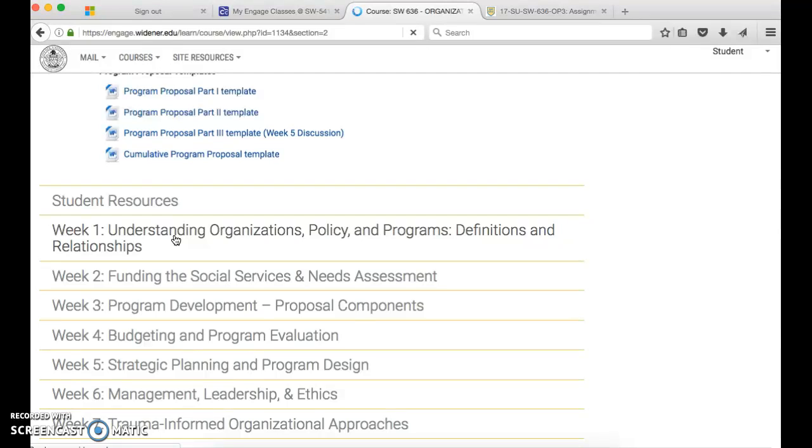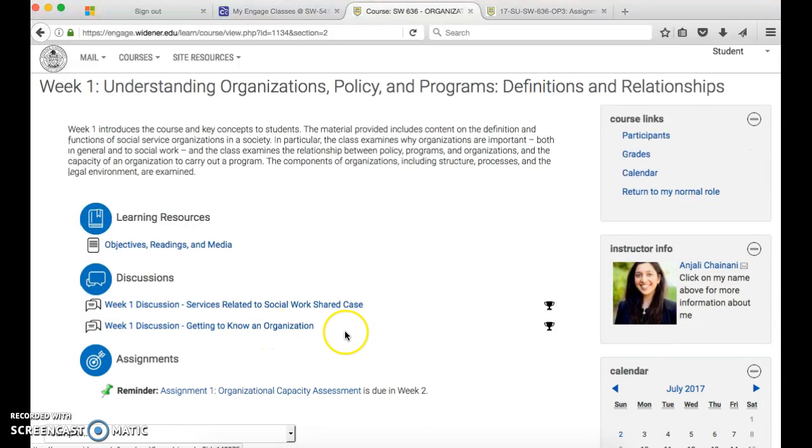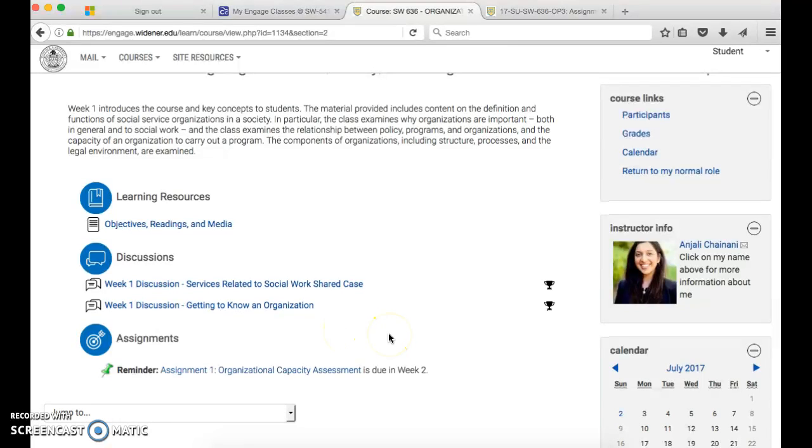So for this week, the readings are really based on a broad-based view of organizations, policies within organizations, and how programs are developed and run within an organizational context. So you'll be reading probably a lot of definitions, but really understanding the relationships between policy, programs, and organizations. There are going to be 2 discussions this week, and while your first assignment is not due until week 2, I do want you to start thinking about that this week, so we'll go over that quickly as well.